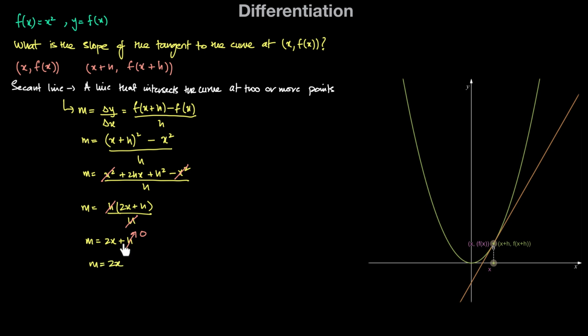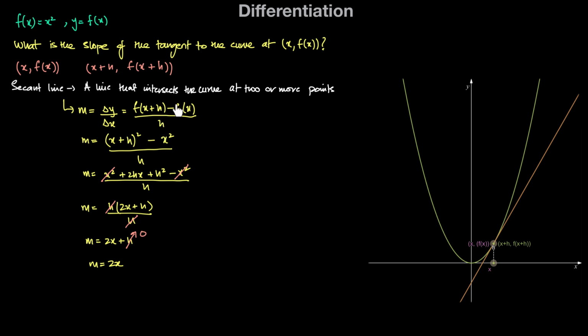Now this h approaching 0, this is what is meant by the idea of a limit. Now the formal idea of a limit is not part of our syllabus, but the limit over here simply means that h is getting smaller and smaller, the horizontal distance is getting closer and closer to 0, but it never actually equals 0 because we can't really divide by 0, right?